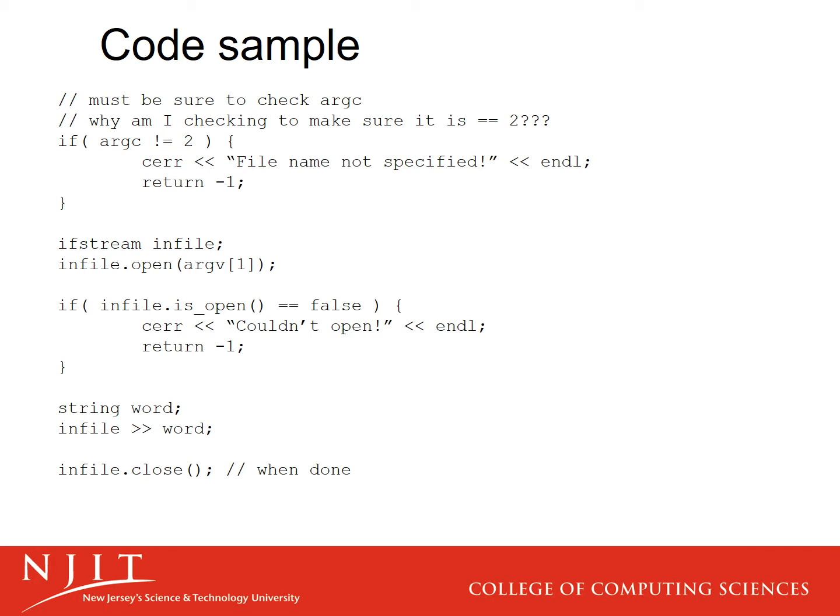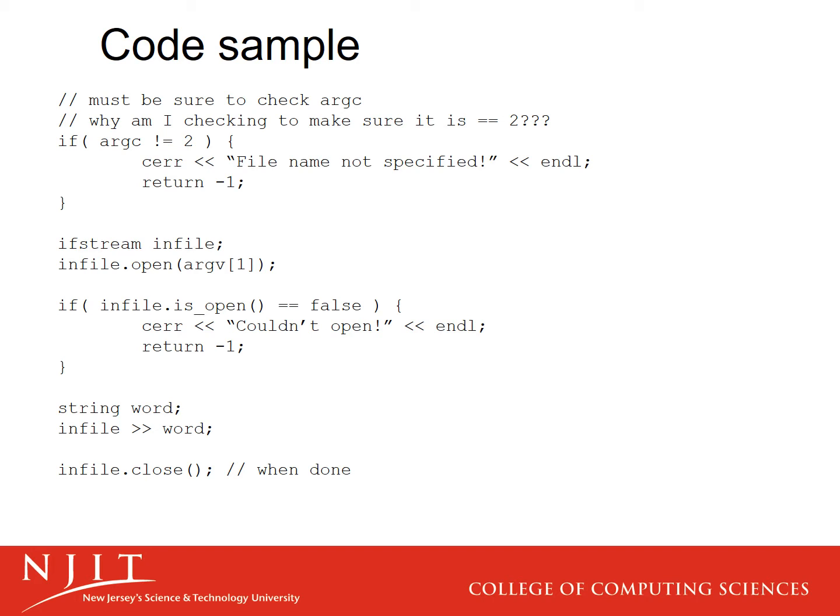This is a concept you're familiar with from other languages. So you say infile.open and you give it the name of a file. Now you notice that up at the top of the code, I checked to make sure that argc was the right size, so that I knew for sure that there was an argv[1]. If I try and access argv[1] and there isn't an argv[1], I'm accessing outside the argv array, bad things happen.